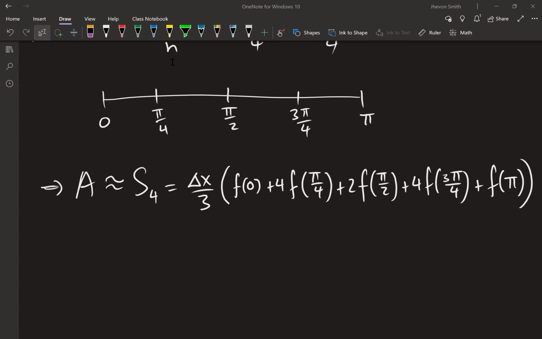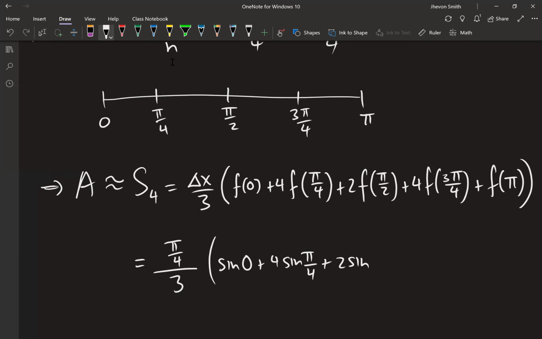So that's our guy right here. So this is going to just be pi over 4 over 3 times the sine of 0, plus 4 times the sine of pi over 4, plus 2 times the sine of pi over 2, plus 4 times the sine of 3 pi over 4, plus sine of pi.